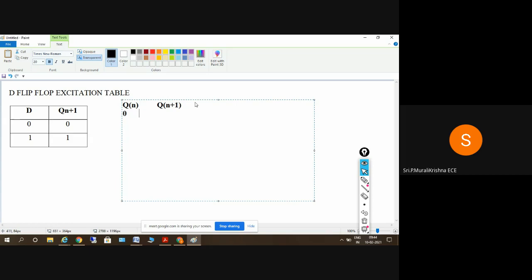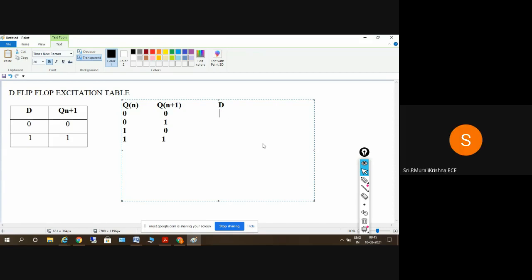So 0 to 0, 0 to 1, 1 to 0, and 1 to 1. What I have to identify here is the input, only one input, that is D. So D flip flop is quite simple. What is the equation for D flip flop? Q of n plus 1 is equal to D.